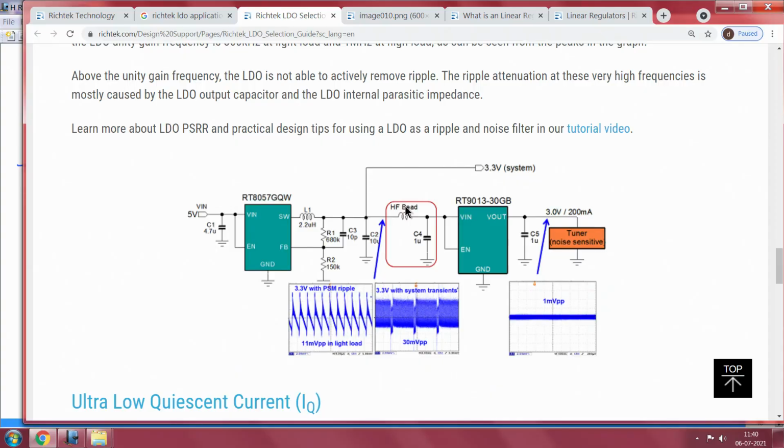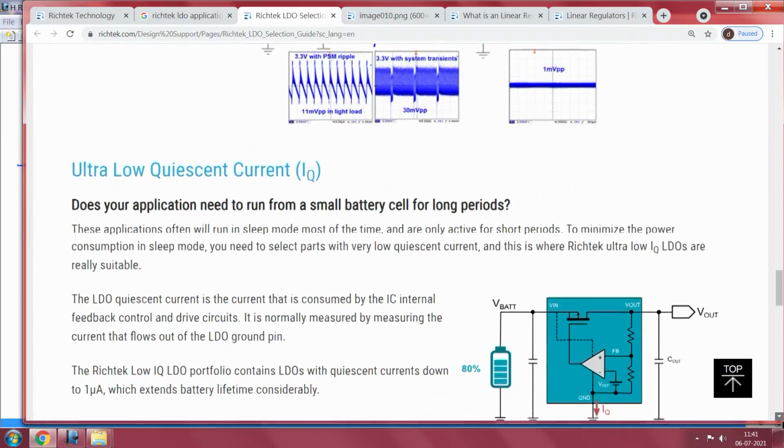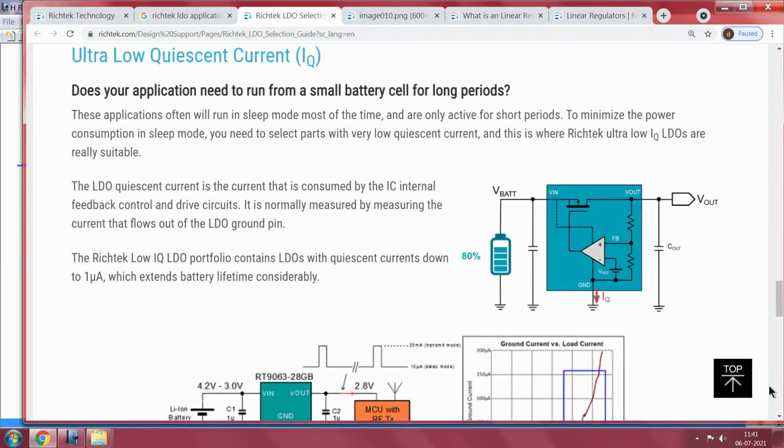Similarly, at the input, if you want to avoid ripple, you can plan the input capacitor, and also if there is ripple that you want to avoid as an input to the LDO, you put this high frequency bead which I mentioned here. This application note is actually talking about that application, that bead itself.